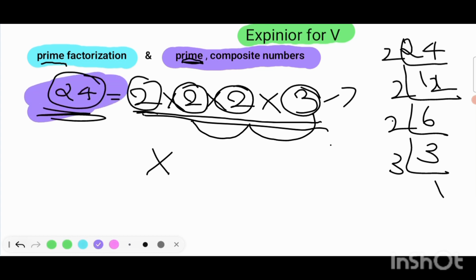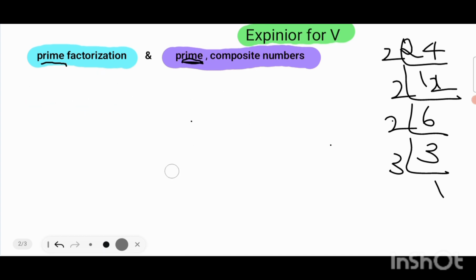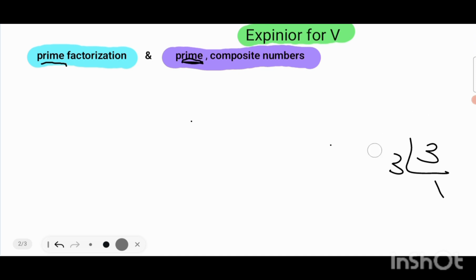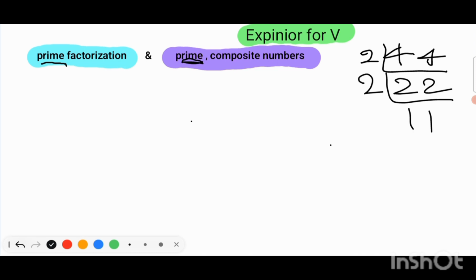I'll give another example. The next one is 44. Okay, so we are now doing small numbers. Later on we'll proceed to 3-digit and 4-digit numbers. Yeah, so 2 2s are 4, again 2 2s are 4, 2 1s are 2, 2 1s are 2. Again, we do not find it in any other number than 1 and the number itself. That means 11 is also a prime number. So 11 1s are 11.